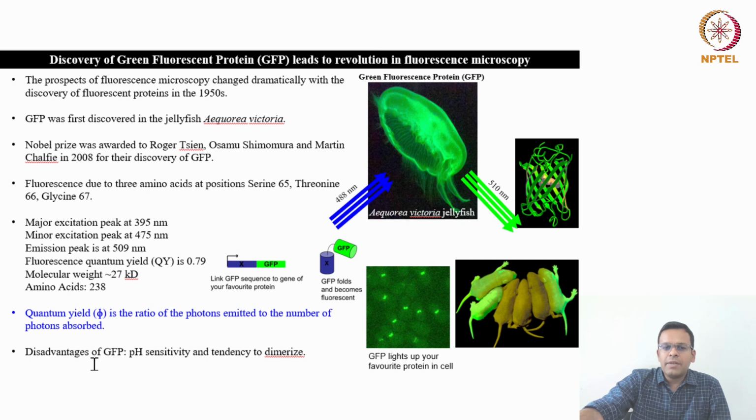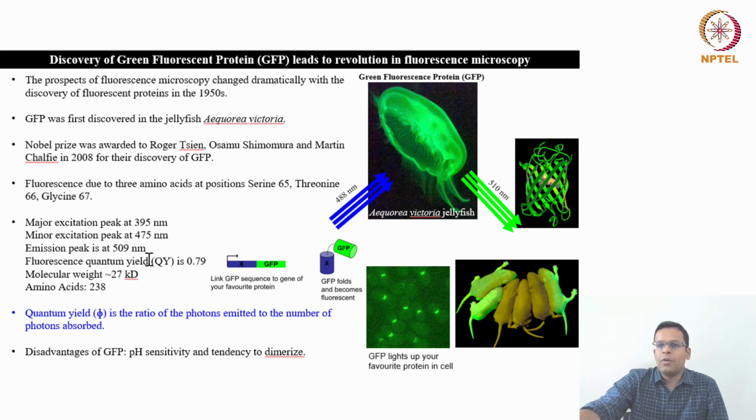Now, there were some disadvantages of this original GFP, which was discovered from the jellyfish Aequorea victoria. The first disadvantage is that it is pH sensitive and it has a tendency to dimerize. This tendency to dimerize is not a beneficial feature for any kind of biological activity, because you fuse your gene of interest with GFP, and whatever protein is produced will start making dimers, and that may hamper the biological activity of that protein.